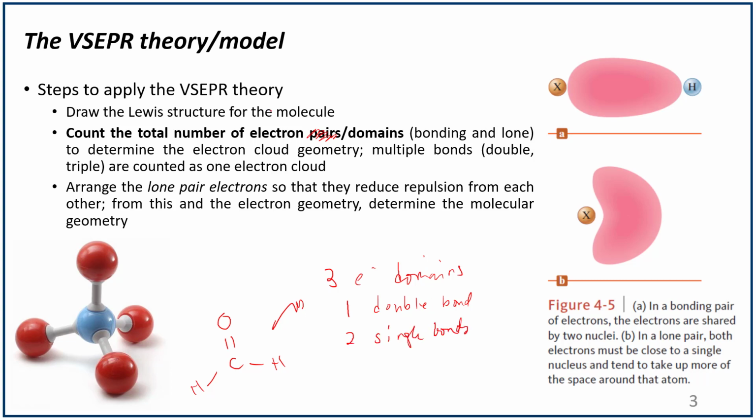So it is important for this chapter, especially the first 3/4 of this chapter, that you know, number 1, how to draw a Lewis structure, and number 2, how to count these electron domains. So again, a single bond is counted as 1, a double bond is counted as 1, a triple bond is counted as 1, and a lone pair is counted as 1.